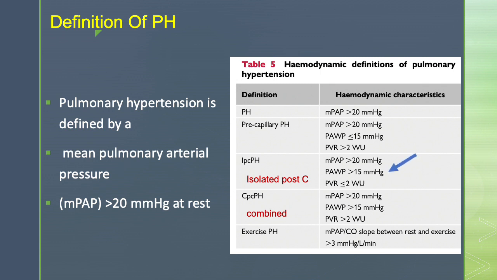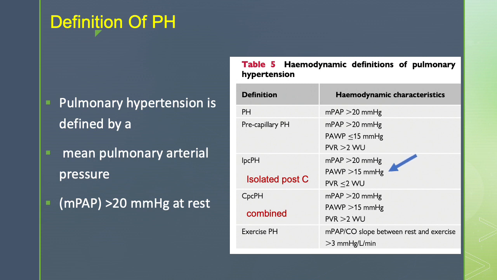And what is exercise induced? Here they measure a slope. They measure a slope between mean PAP and cardiac output. And if this slope between the rest and exercise rises more than 3, so normally it does not rise to that level, but if it rises more than 3 on exercise, then it's called exercise PH.